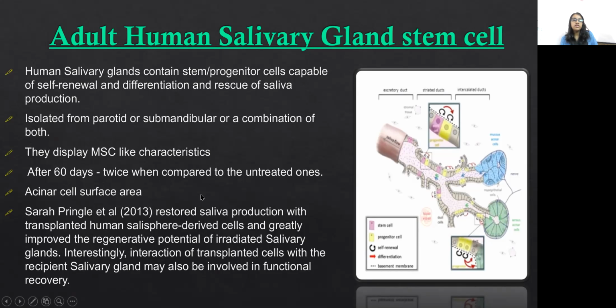The research done by Sarah Pringle et al. in 2013 restored salivary gland production with transplanted human salosphere derived cells, and greatly improved the regenerative potential of eradicated salivary gland. Interestingly, the interaction of transplanted cells with the salivary gland may also be involved in functional recovery. So these cells were studied further by the scientists, and they found that this could have an interaction with the transplanted cells of the salivary gland, and they could be very effective functionally.